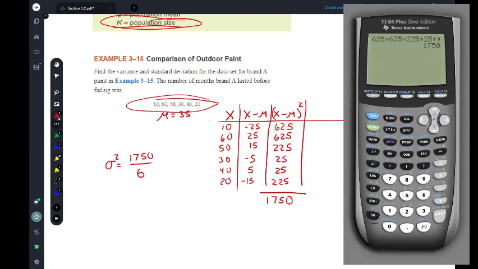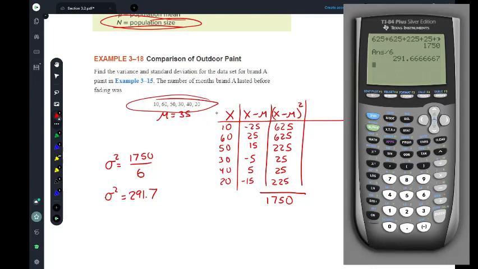So let's take that 1,750, divide by 6, enter, and I get that sigma squared is equal to, what was that? 291.7. Great. So we calculated this value called variance. Now, variance is useful, okay? But what we're going to find out is that there's another calculation from variance that's going to become hugely important to us, okay?